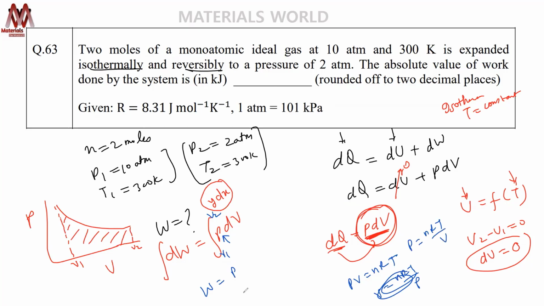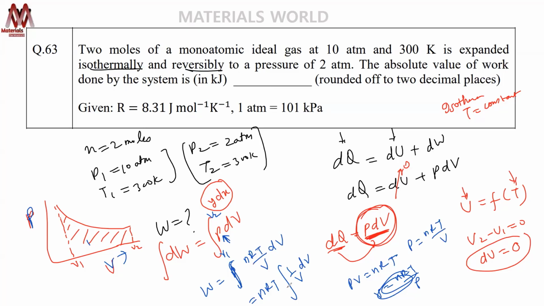So I can put here P equals to nRT by V. See, my P is a function of V. Of course, P is a function of V. I should not take P as a constant, because it's changing with V. I should write P in terms of V so that I can integrate. So nRT will be outside, integral of 1 by V dV.